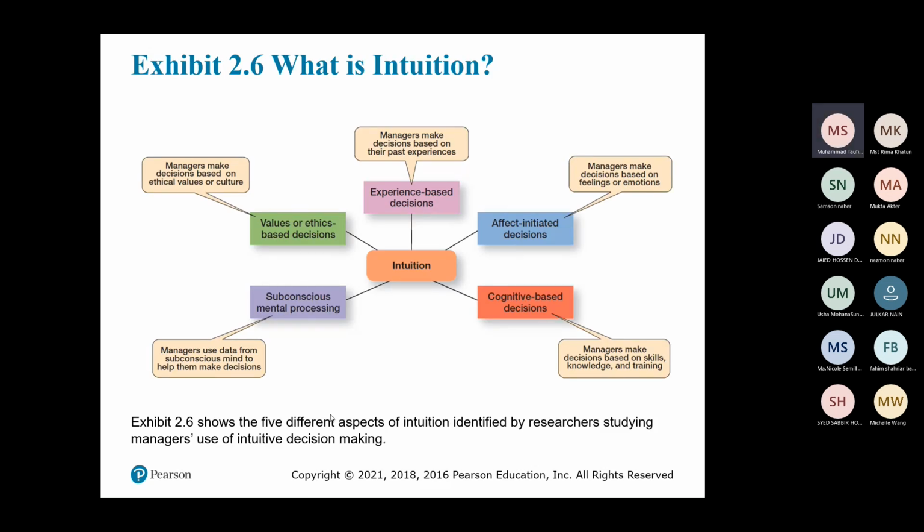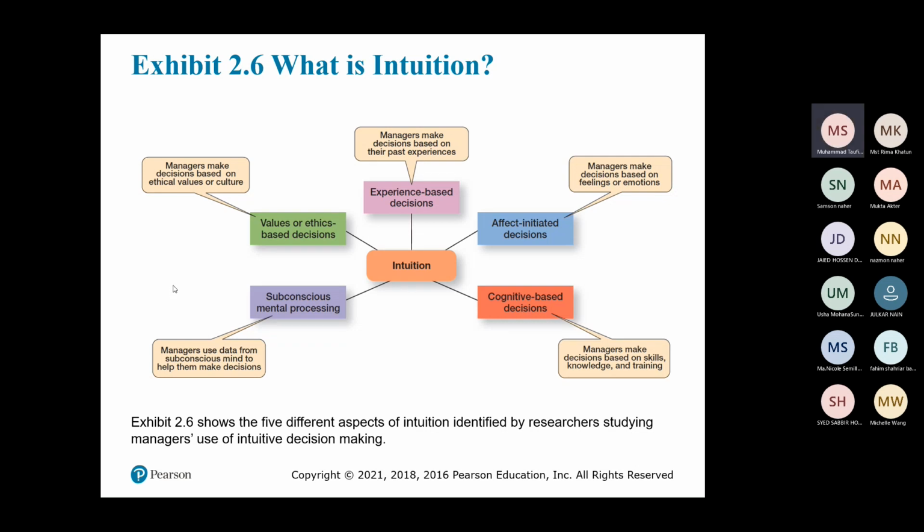So in intuition decision making, they have several types, several aspects. Either you make a decision based on your experience, or based on the affect, your feelings and emotion, or based on the cognitive, your knowledge and your skills, or based on your subconscious mental processing.